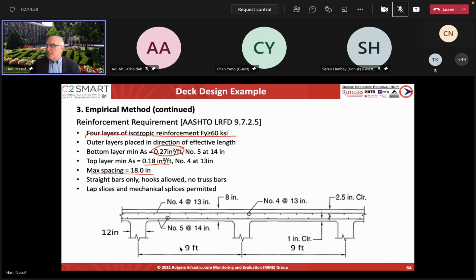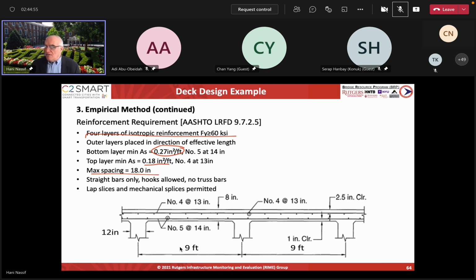And maximum spacing is 18 inches. Straight bars only, hooks allowed, no truss bars. Lap splices and mechanical splices permitted. So this is the design. And if you compare what you got here with what you got in the strip method or the approximate method, this is probably about maybe 20 to 30% less steel here than the other one.